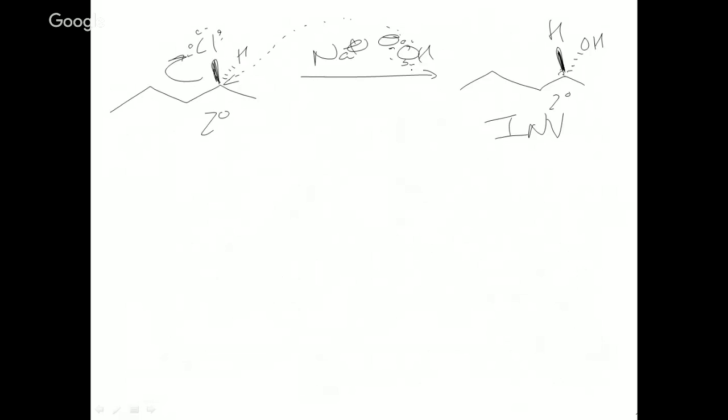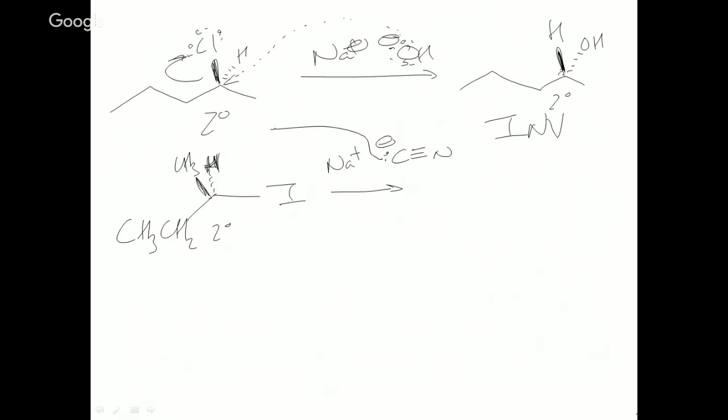Let's do another couple examples. Another secondary. We're using secondaries because it gives us inversion. Secondary, you can use sodium cyanide. Not something you actually probably want to try. Sodium cyanide is dangerous. But you get the back attack. Now we're doing the left to right kind of thing.